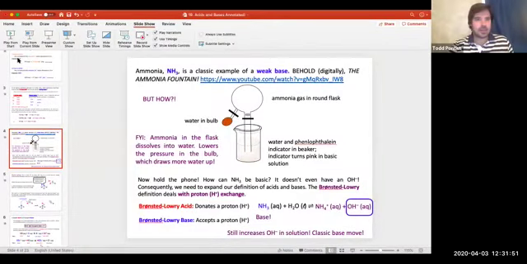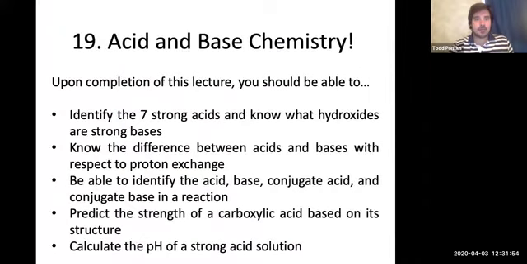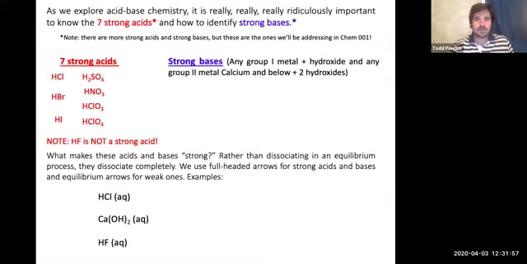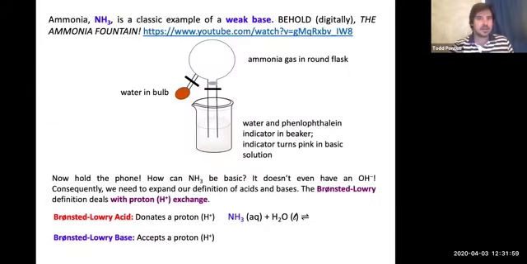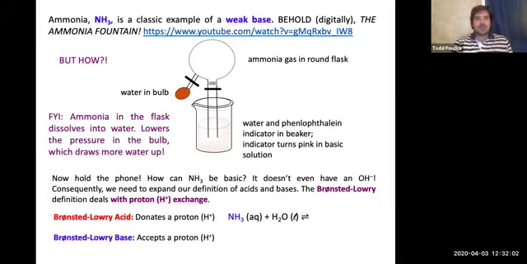So just FYI, the way that this works, they did a nice job explaining it in that video. Okay, so how does it work? So basically what we have is there's a lot of ammonia, which is NH3, up in this flask. So when a little bit of water is put into that tube, the ammonia is dissolved into the water.